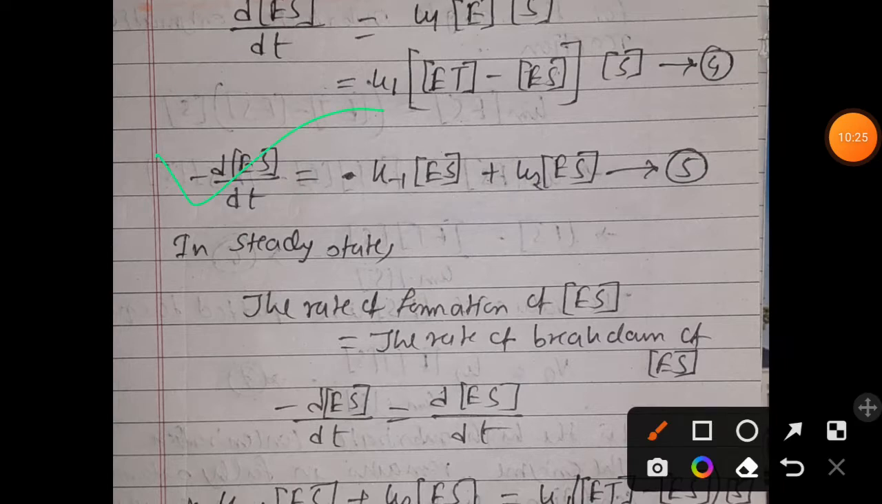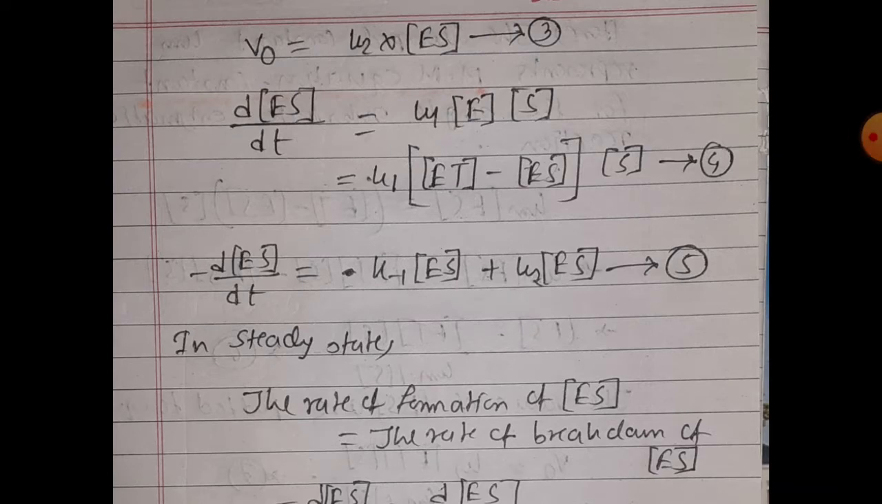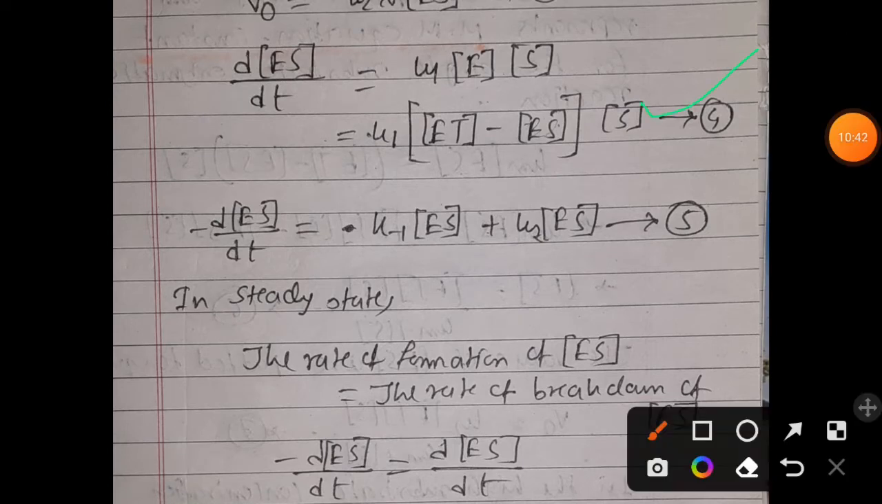So that is the thing. Okay, now in steady state condition, this is the condition where the rate of the formation of enzyme substrate complex will be equal to the rate of the enzyme substrate complex breakdown. That means the equation number 4 will be exactly equal to equation number 5.